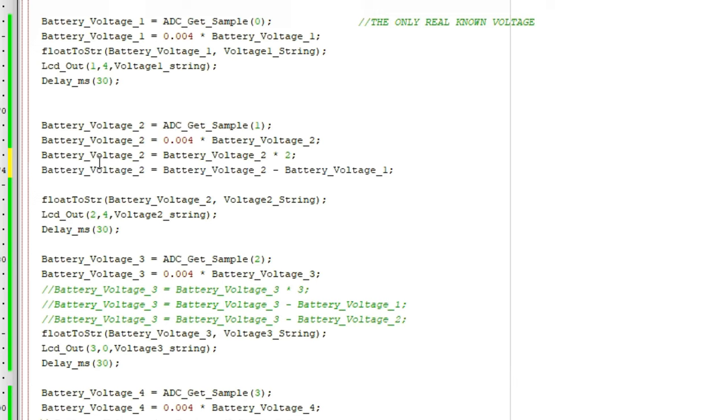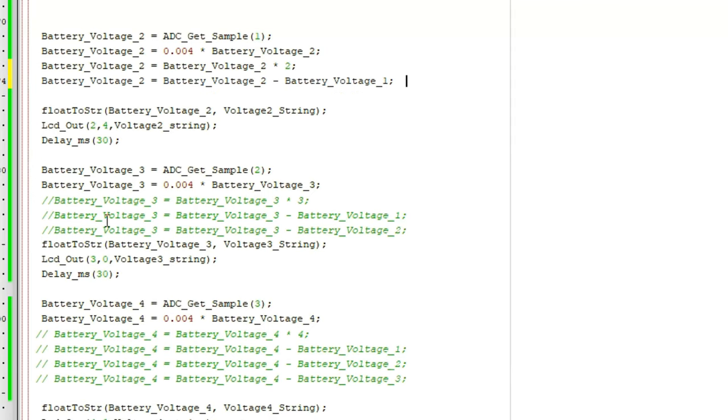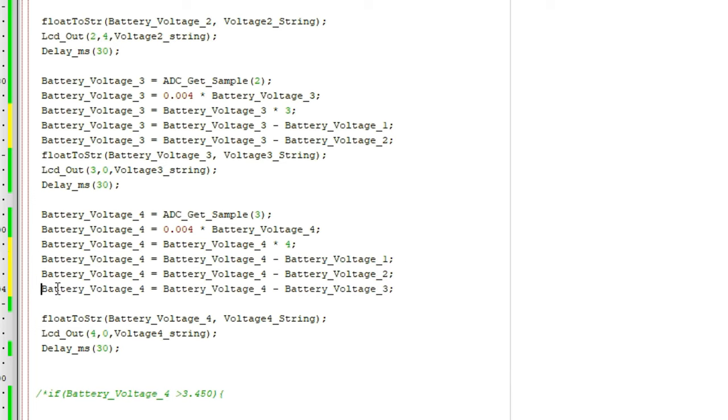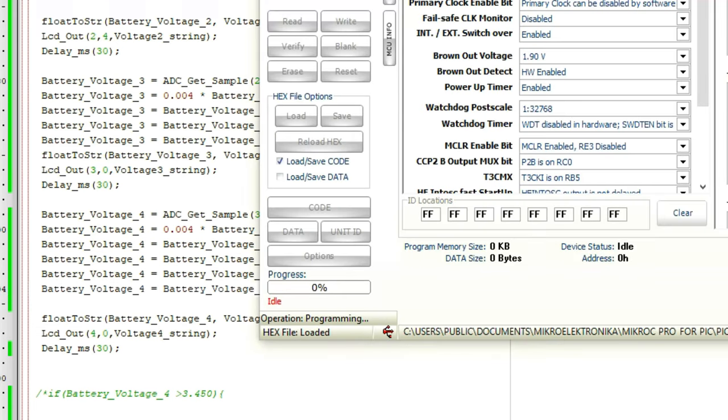If I show you what I added, so battery voltage 2 equals battery voltage 2 times 2, then battery voltage 2 equals battery voltage 2 take battery voltage 1. And I've done that for battery voltage 3, undelete that, and then down for battery voltage 4, you can see multiply it by 4, then subtract battery 1, 2, and 3. So now if I program that, build and program. Right, that's finished. Let's have a look at the display and now see how accurate it is.